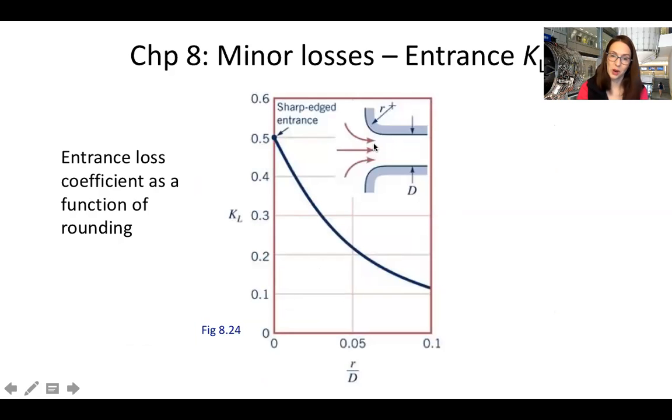I won't give you a problem like this on the exam, but you may run into problems where you have a very specific radius of curvature and you can pick off a very specific loss coefficient K sub L, right? So it's actually a continuous function of the radius of curvature for a rounded entrance, and you can find that in figure 8.24.